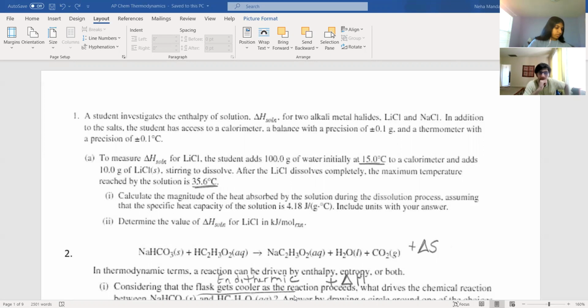Okay, the next part, determine the value of delta H for LiCl. Let me look at the formula again. I forgot. The way I got through these problems was by looking at the unit. So the unit is kilojoules per mole of reaction, right? Yeah. What we have here is the magnitude of heat absorbed by the solution itself. So if you write out the reaction and figure out what it is per mole of reaction, I think that'll give you the answer for enthalpy of solution. Wait, also we didn't figure out if it was... oh, never mind, my bad. It's absorbed by the solution. It says it in the question.